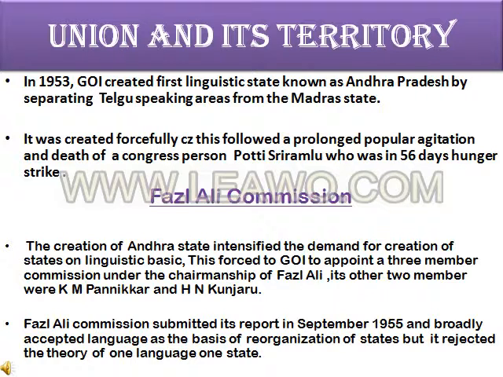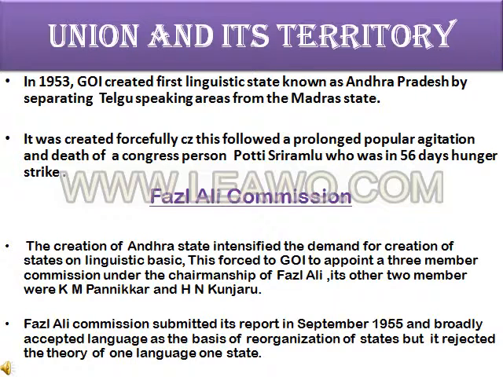When the JVP committee also denied the demand, what happened in 1953? There was a person named Potti Sriramallu, a Congress person, and he started a hunger strike for 56 days, continuously, and he died. When he died, there was pressure on the government. So ultimately, the government created the first linguistic state, known as Andhra Pradesh, by separating Telugu-speaking areas from the Madras state. As I discussed, it was created forcefully because this followed a prolonged popular agitation and the death of Congressperson Potti Sriramallu, who was on a 56-day hunger strike. And here is also a question: in Indian history, this was the longest hunger strike done by any person.